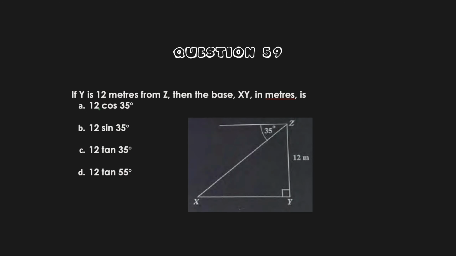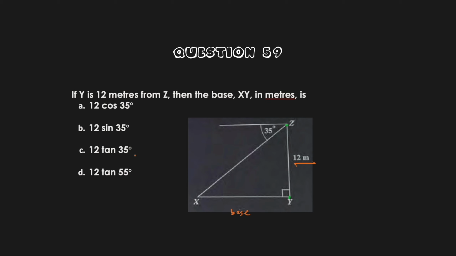So for this one it says if Y is 12 meters from Z. So 12 meters from Z. This is Y and this is Z. They're 12 meters apart. Then the base XY in meters is, so we need to figure out what this base here is. So XY is the base.